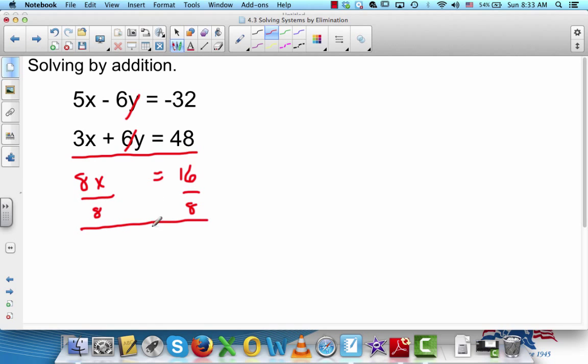Divide by 8 on both sides. That gives us x equals 2. Now that we've got the value of one of the variables, we can go back up to one of our equations up here, and we can plug it in.